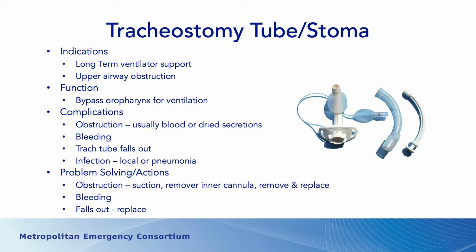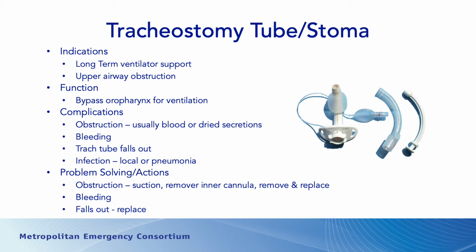So the pulmonologist or the surgeon will place a tracheostomy so that the patient has a better airway and you can take the endotracheal tube out. So these devices bypass the nose and throat for ventilation. The complications can be dire, so we have to be aware of what they are and how to manage them.